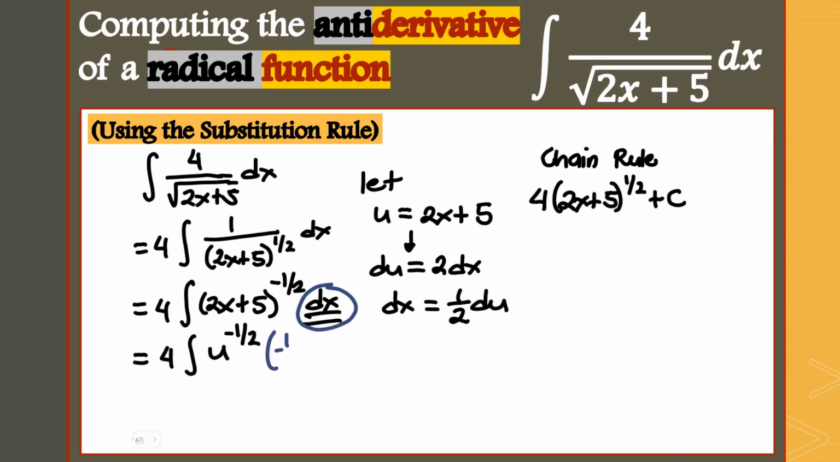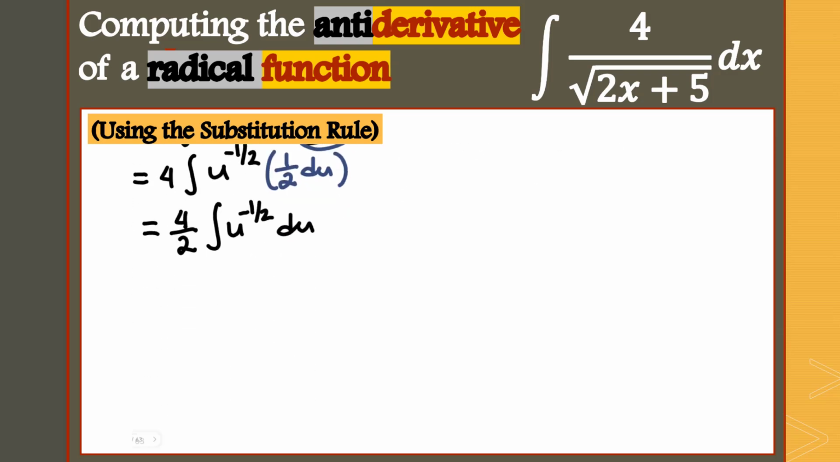You have 1/2 of du because we are now integrating with respect to u. Since 1/2 is a constant multiple, we can also bring that out. You will have here 4 over 2 times the integral of u to the power of negative 1/2 du, or your 4/2 is of course 2 times the integral of u to the power of negative 1/2 du. Okay, so this is now the next part.